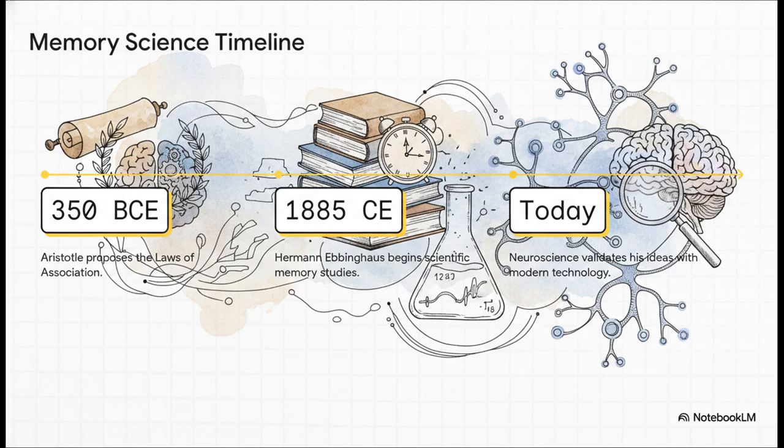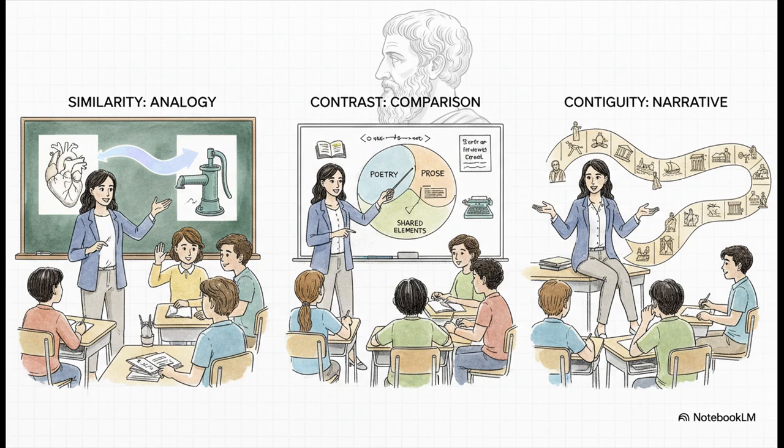For more than 2,000 years, Aristotle's ideas were basically the only game in town. And when scientists finally started studying memory in labs in the late 1800s, they didn't throw his ideas out. They just built onto them. And now, today, our most advanced neuroscience is simply showing us the pictures of what he figured out with pure logic. And that's really the biggest point of all.